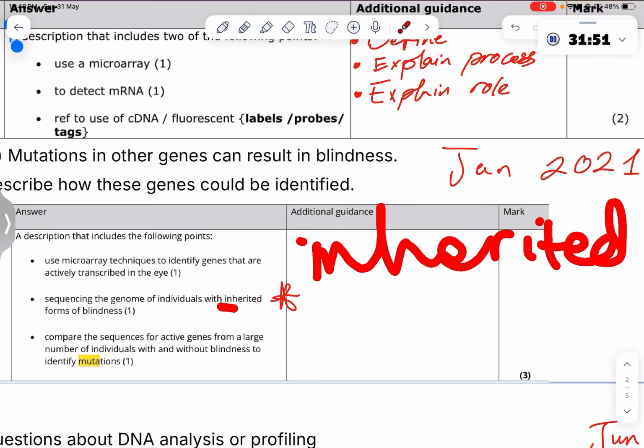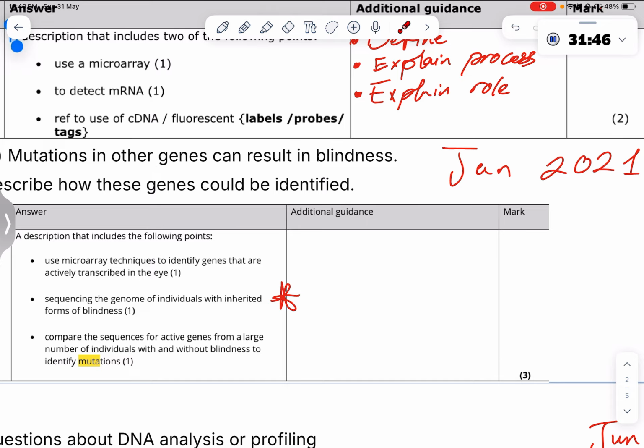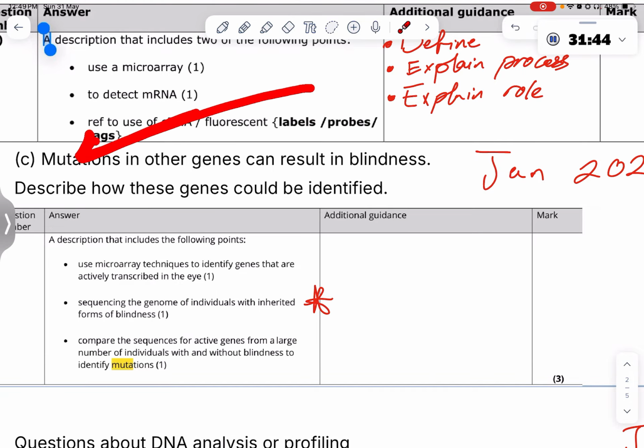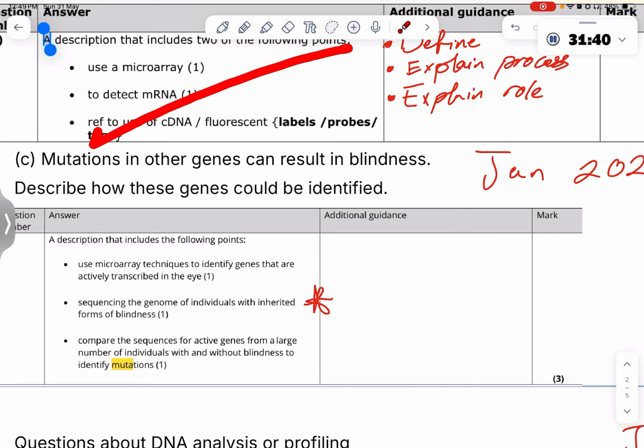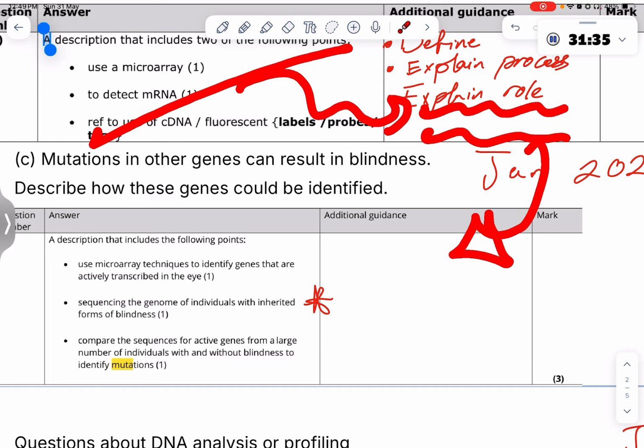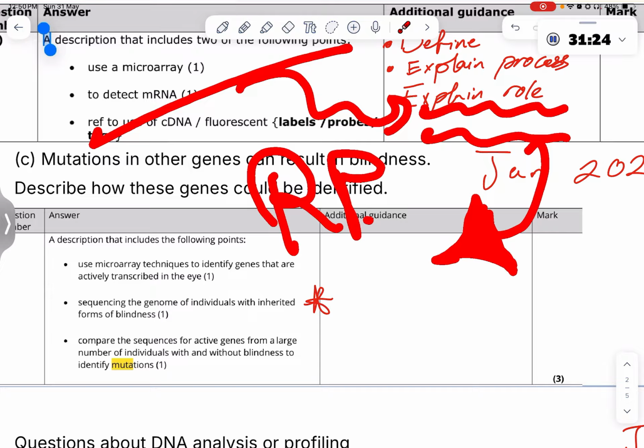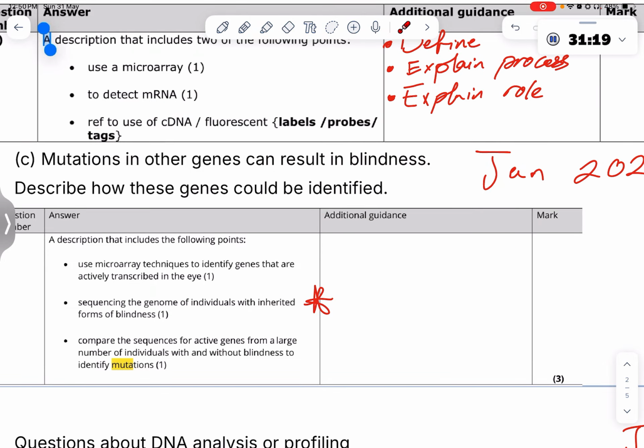Why did we mention inherited forms of blindness? Because the blindness, he said in the question, is due to mutation. And we know that mutation in the genes will result in a different base sequence, and this different base sequence can be inherited if it was present in the gametes. And also, this form of blindness was mentioned to be an inherited form.